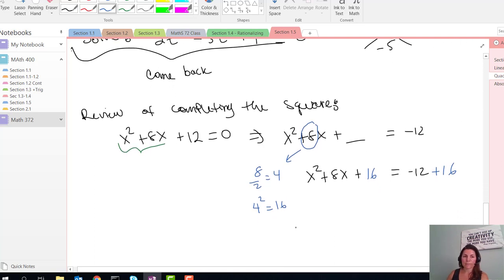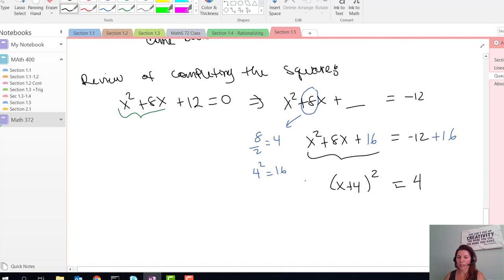And now we factor. The idea is that this is a perfect square. Which perfect square? X plus 4. Two numbers that multiply to 16 and add up to 8 are 4 and 4. And this is negative 12 plus 16, which is 4. Now we use the square root property. Take the square root of both sides. So I'm going to have x plus 4 equals plus or minus the square root of 4, which is 2. So I have x plus 4 equals plus or minus 2.